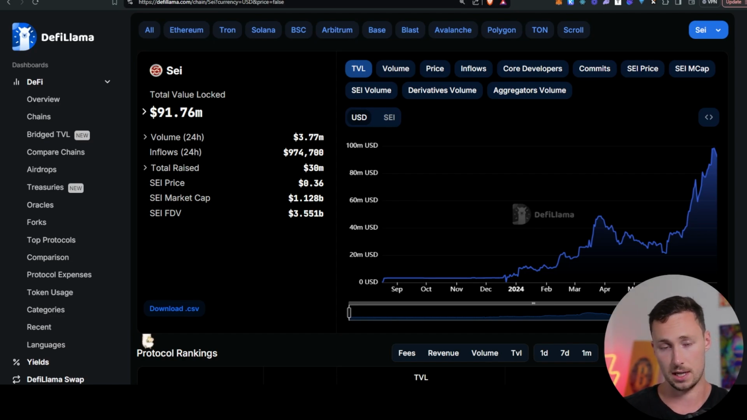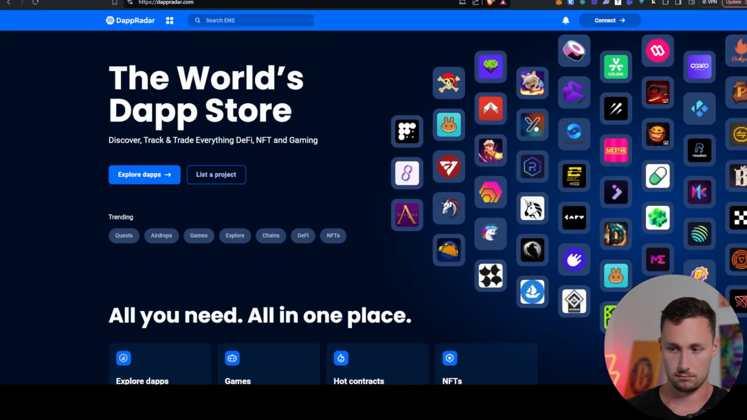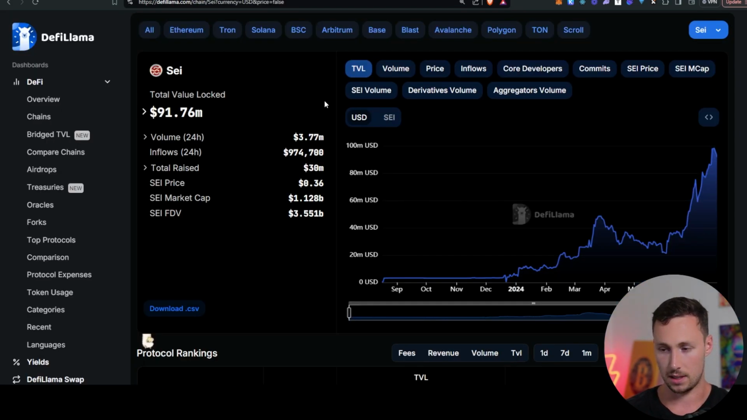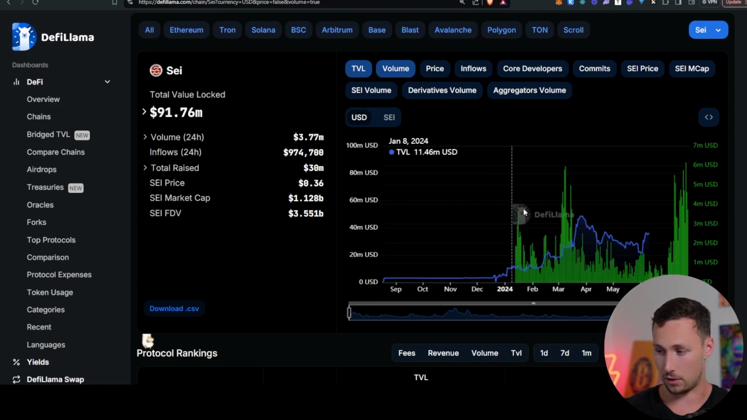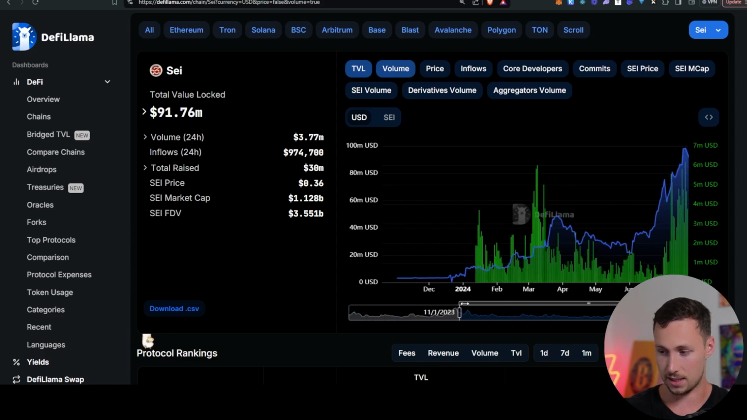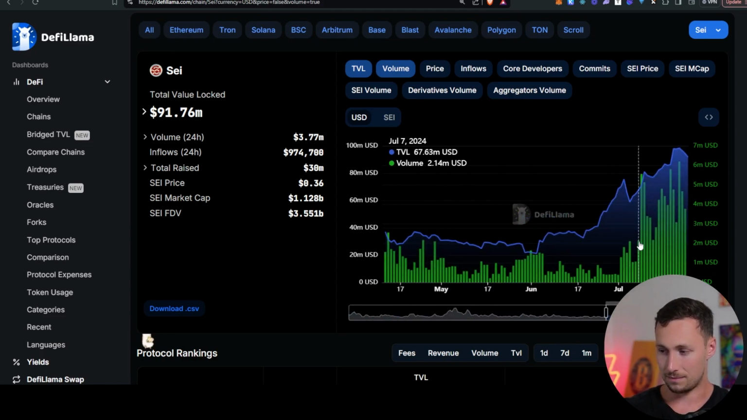There will be chains where people are primarily gaming, for example. That's what DappRadar is for. But in this case, if it's a chain that's built for decentralized finance, there's going to be people making trades. So we can look at volume. And what this is showing us is the total each day that is being traded on various exchanges on Sei.